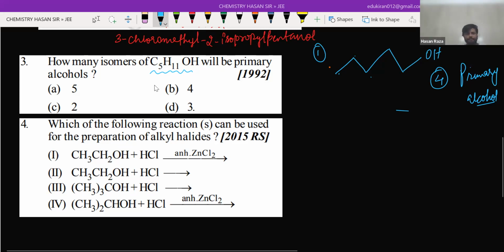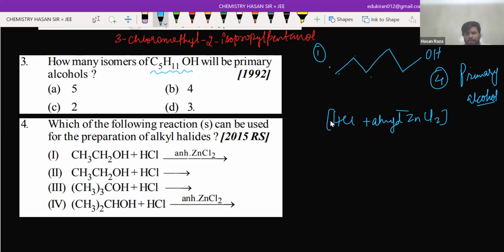Any answer? Wrong answer. Shavej, can you tell me what is the name of the reagent HCl plus anhydrous ZnCl2? Lucas reagent. Lucas reagent is what? Can you tell me the mechanism, basically the intermediate that forms in Lucas reagent when used on alcohol? What will it be?